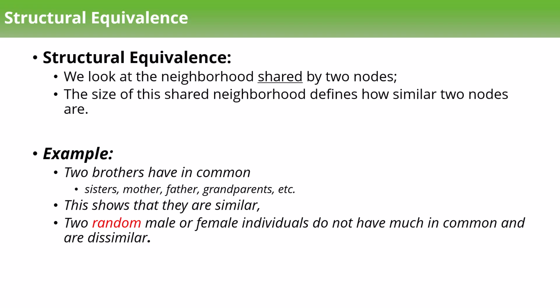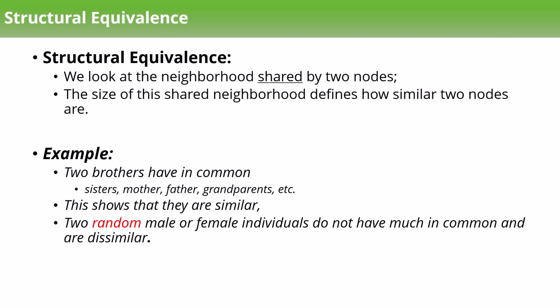Imagine two brothers. Both brothers may know their mother, their father, their sister, grandparents, relatives. So their neighborhoods overlap significantly. Therefore, they are structurally similar.